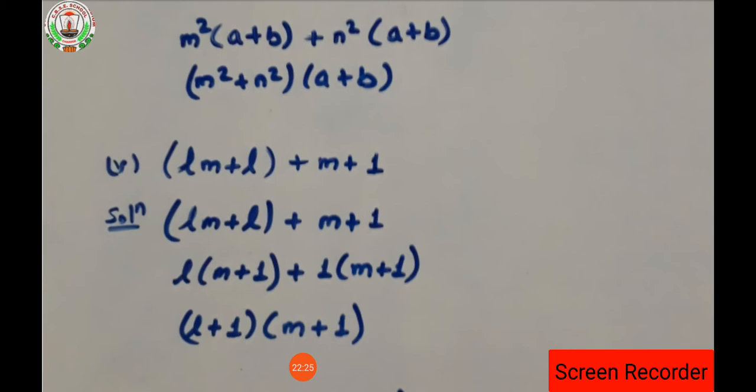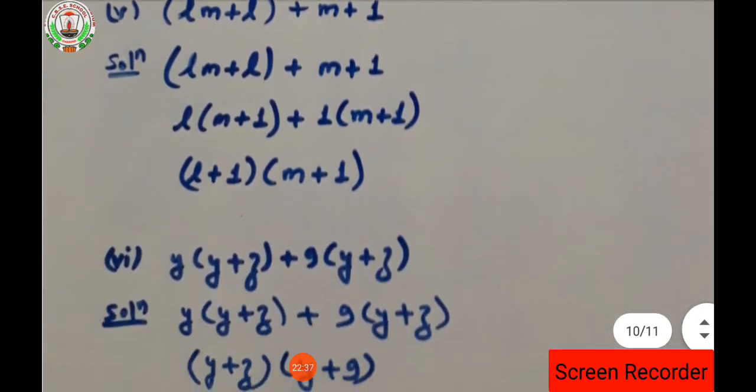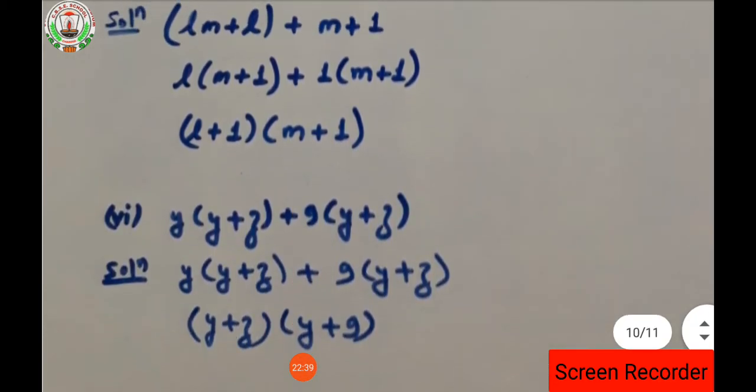Taking common l from the first two terms, what is the left out number inside the bracket? That is l into m plus 1 plus 1 into m plus 1. Okay, so l plus 1 into m plus 1 is the required answer. Sixth part is also again very easy.